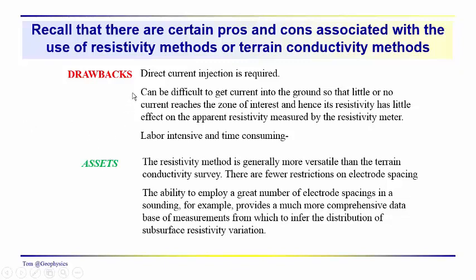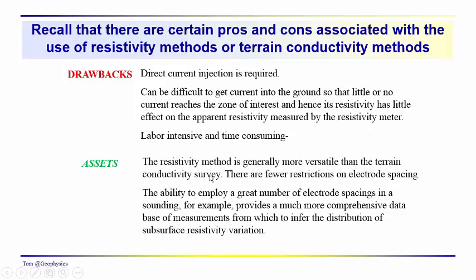So remember, we left off the last time we talked about some of the pros and cons of the resistivity method. One was we had to have electrodes injecting current directly into the subsurface. If the surface is low resistivity, you may have trouble getting current flow into the intervals of interest. And also, you have to put all those electrodes in the ground, you have to move them around. It's pretty time consuming. The resistivity method is more versatile. It's one of its assets.